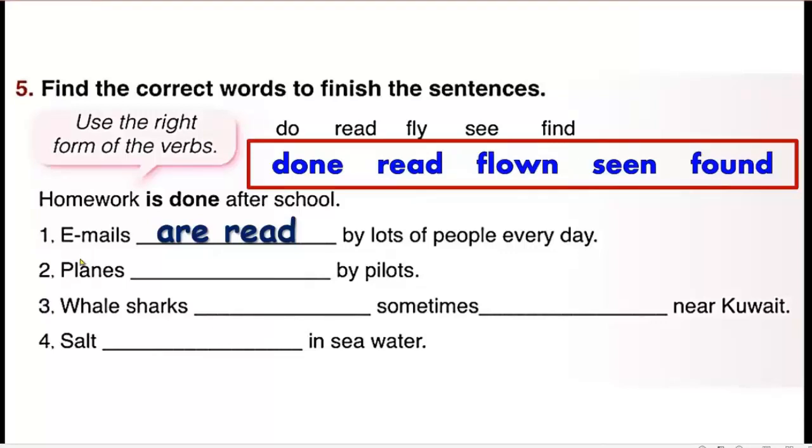Planes, okay, are flown by pilots. 3. Whale sharks are sometimes seen near Kuwait. Salt is found in seawater.